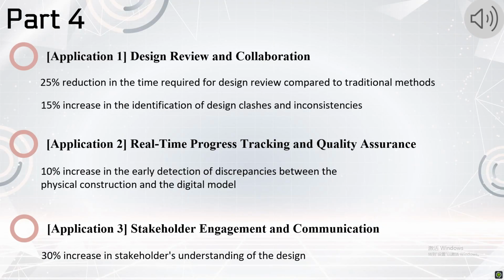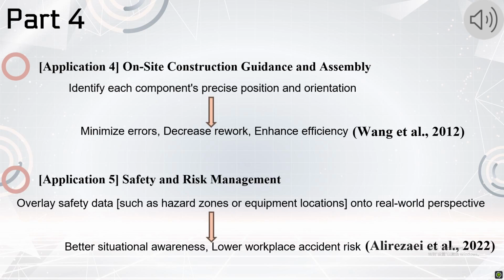From application 1 to 3, we can see that many quantitative data were obtained in our experiments, such as a 25% reduction in time and a 10% increase in the detection of discrepancies, which we will elaborate on in part 5. As for application 4, using HoloLens allows workers to identify the precise position and orientation of each component within the overall context of the building. Such precise guidance helps minimize errors, decrease rework, and enhance overall efficiency. As for application 5, by overlaying safety data onto the real-world perspective, workers can gain better situation awareness and the workplace accident risk will be lower.